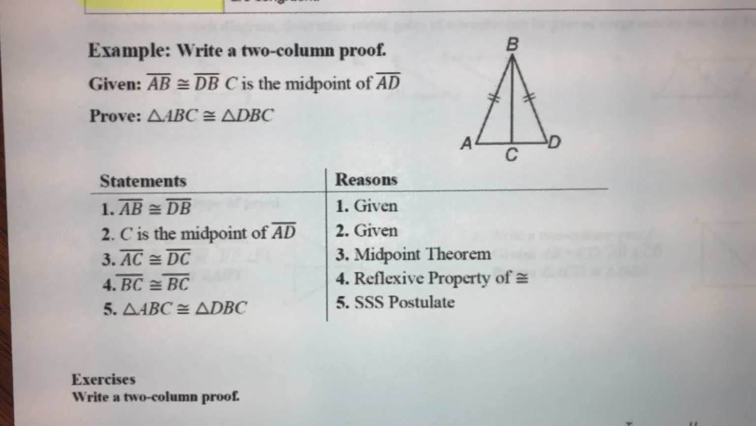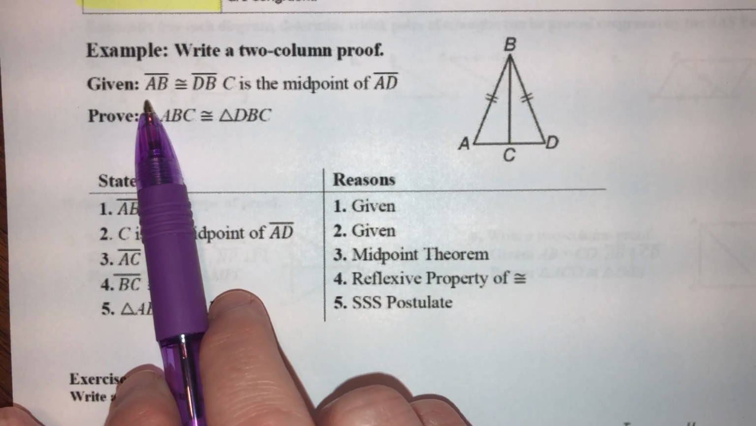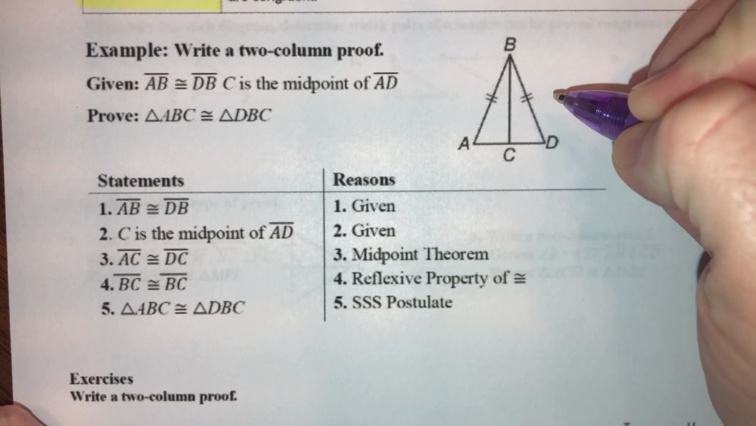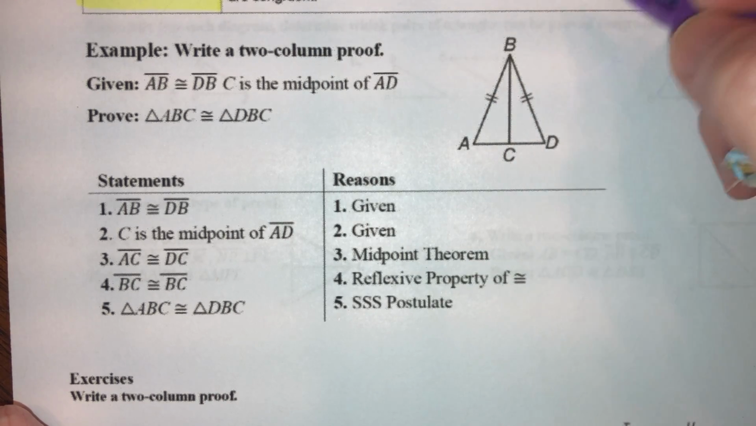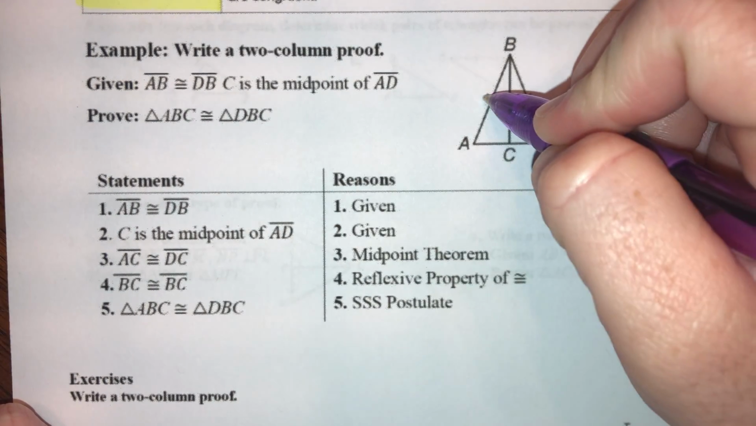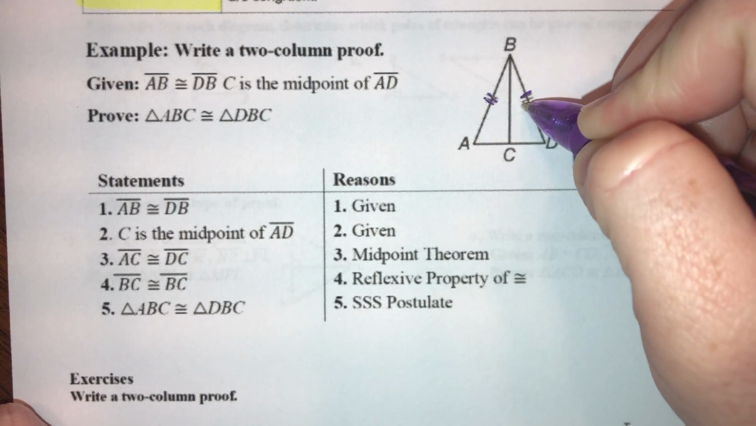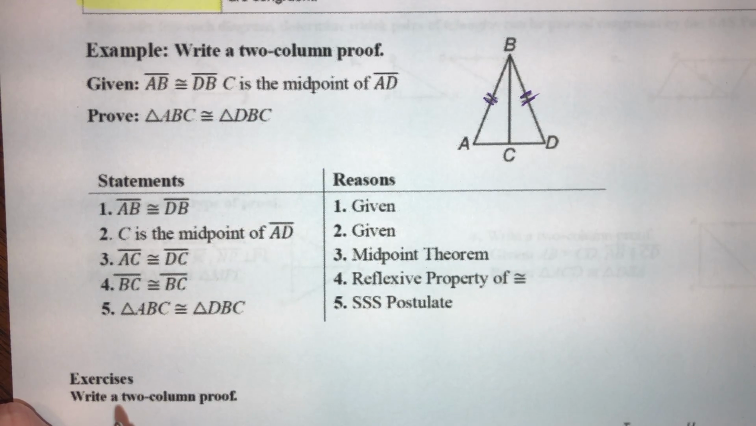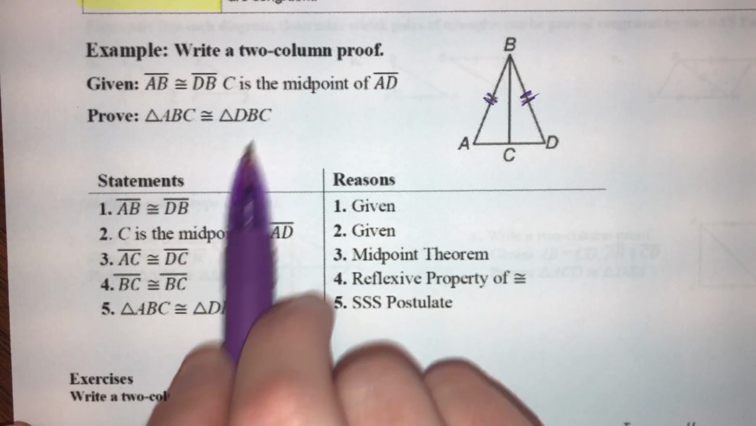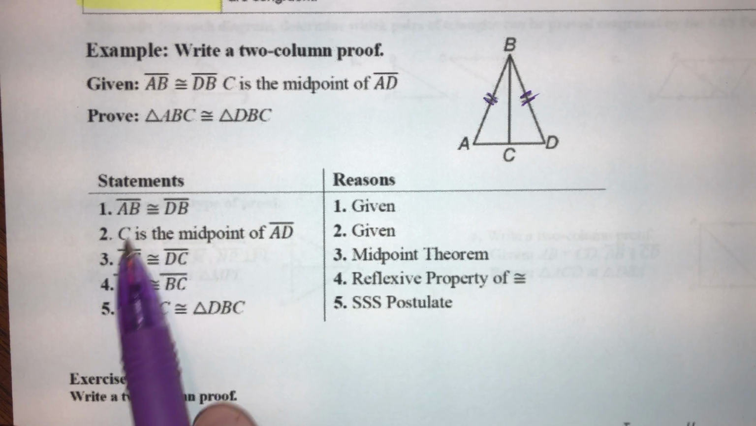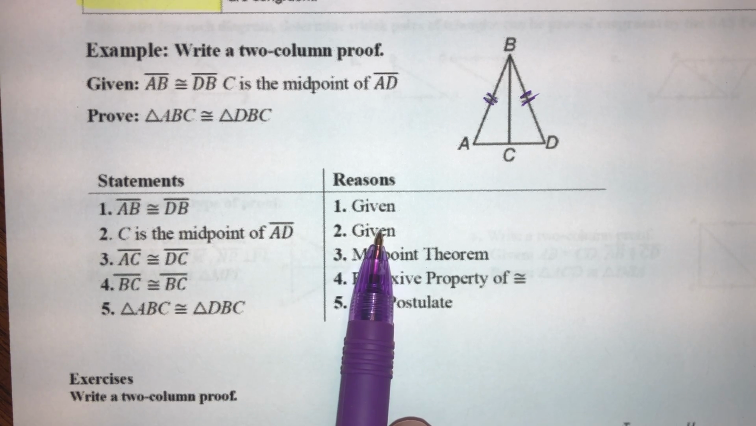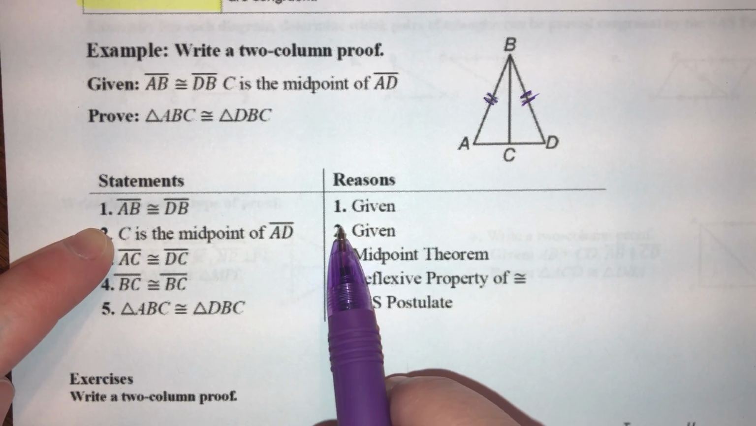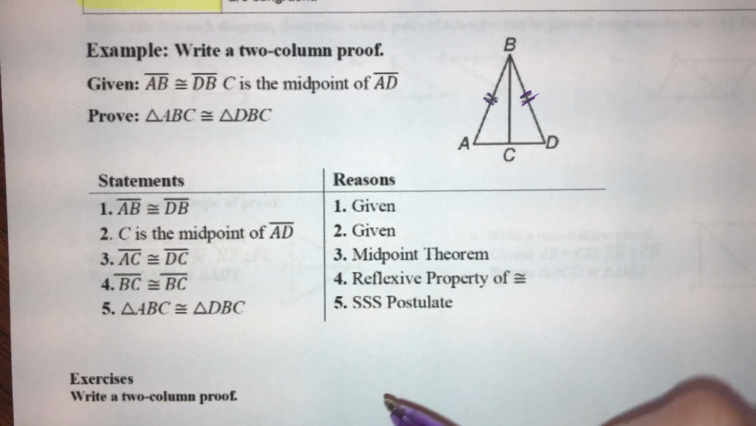Here's a little proof example. Given that AB is congruent to DB, and they're marked here. AB is congruent to DB. This guy is congruent to this guy. And C is the midpoint of AD. Prove that the 2 triangles are congruent. So first, they list the given. And they actually list it in 2 lines. You don't have to. You could just put it all under line 1. That's fine. But they did it.